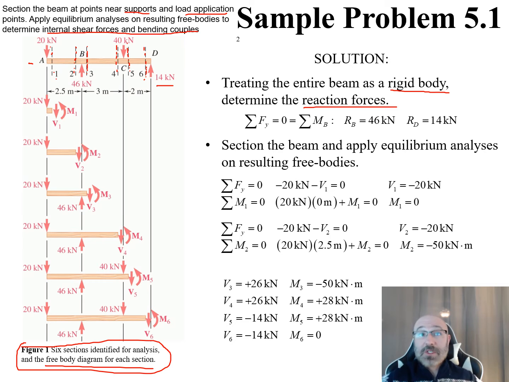So we can say the summation of forces in our y direction is equal to 0. That's our equilibrium equation for our forces. Nothing is acting in our x direction right now, so we're just dealing with our y direction. And the summation of moments about B is also equal to 0. From these equilibrium equations, we can say that our reactionary forces at B and D, where the 2 supports are, are equal to 46 kilonewtons and 14 kilonewtons.